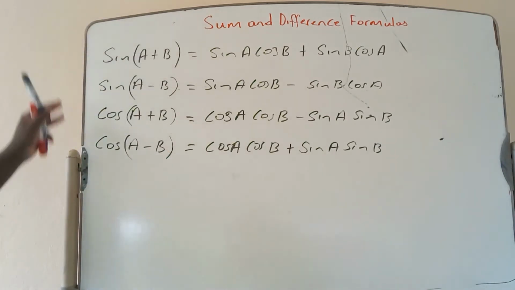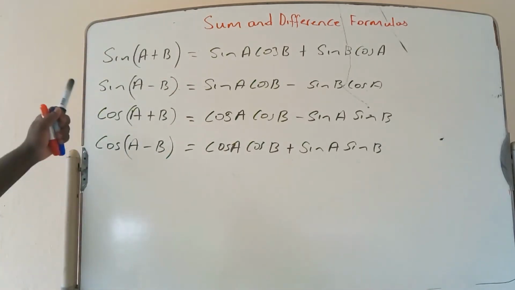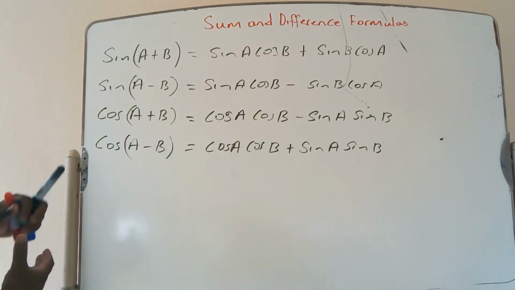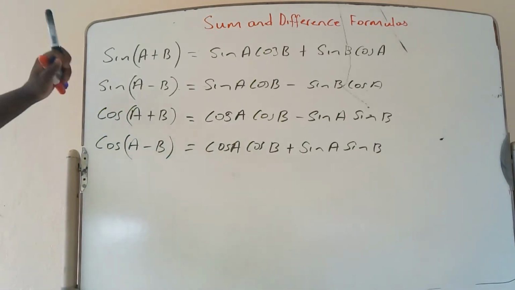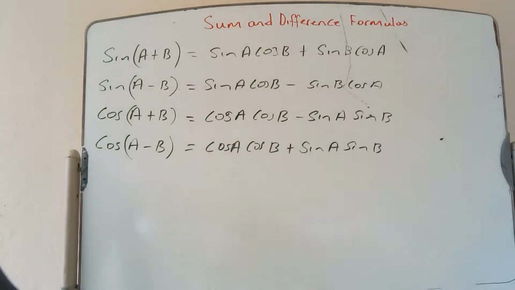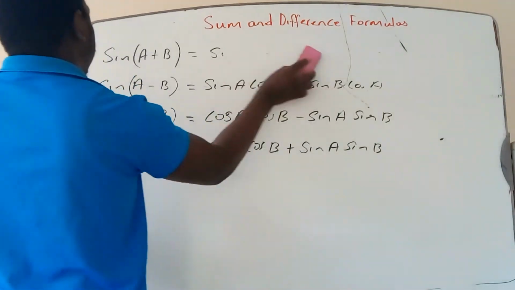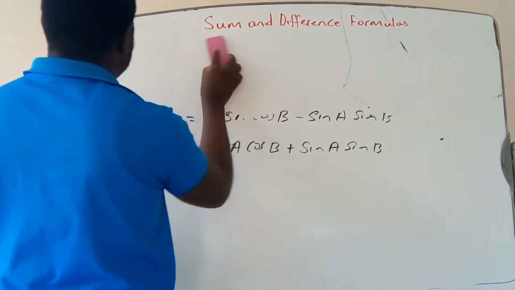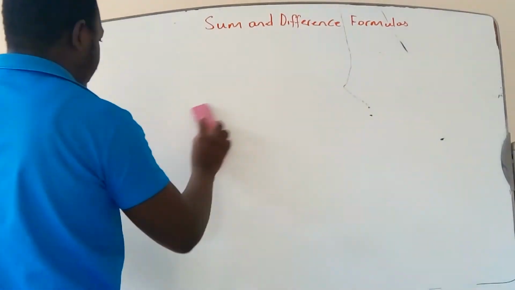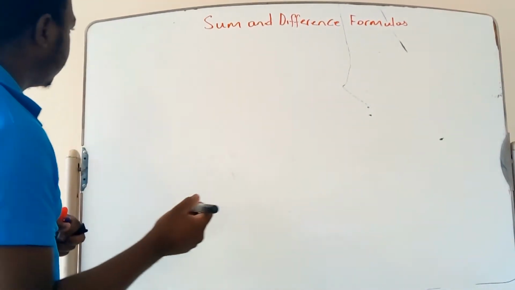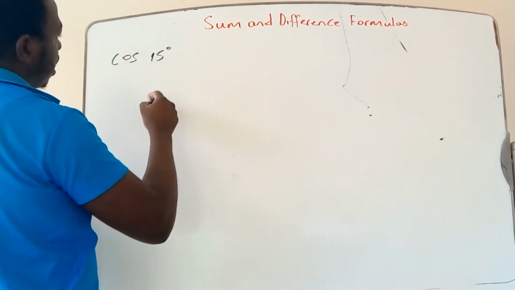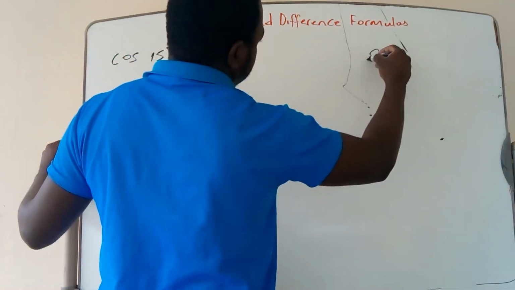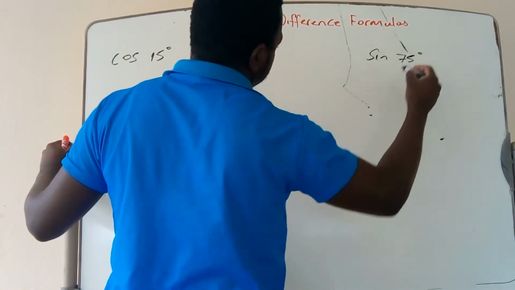Now, how is this formula helpful to you? This formula is helpful to you when you're asked to calculate an angle without the use of a calculator, right? You can use this formula. All right. For example, let's look at an example. So let's say that on an exam paper, you're given two angles, right? And you're asked to calculate these angles without the use of a calculator. So you're asked to find cos of 15 degrees, and you're also asked to find sine of 75 degrees, right?